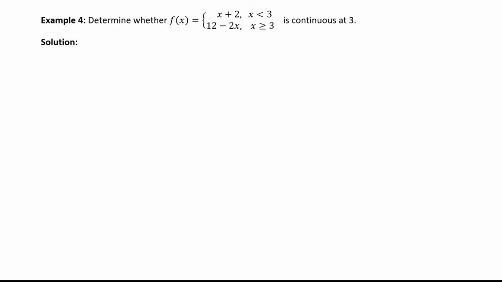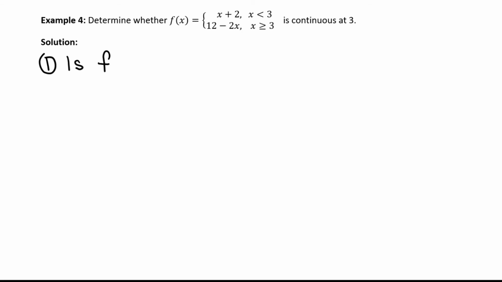Example. Determine whether f of x equals x plus 2 for x less than 3, 12 minus 2x for x equal to or greater than 3 is continuous at 3. Recall, continuity is a three-part definition. 1. Does the function exist at 3? 2. Does the limit exist at 3? And finally, the third part is the function value at 3 and the limiting value as x approaches 3 the same. So with that in mind, let's begin with the first part.